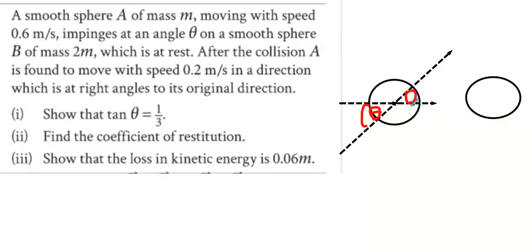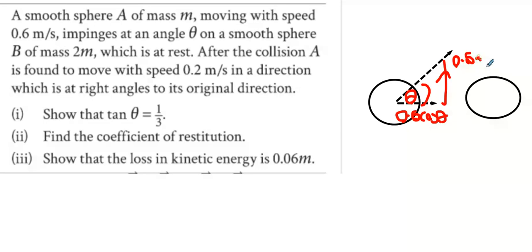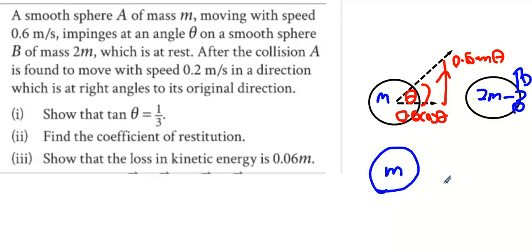I'd start off this question like this. It says 0.6, doesn't it? So we could use 0.6 cos theta and 0.6 sine theta. One sphere has mass m, the other has mass 2m, and the other one's not moving, right? And then after our initial strike, it's going to get deflected.